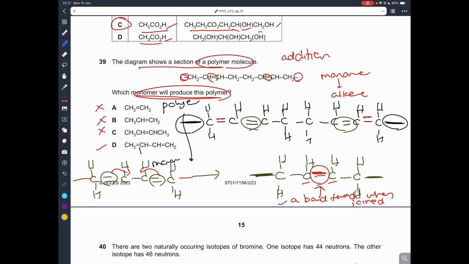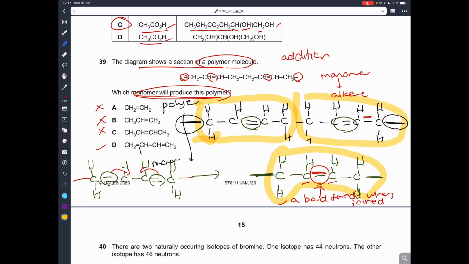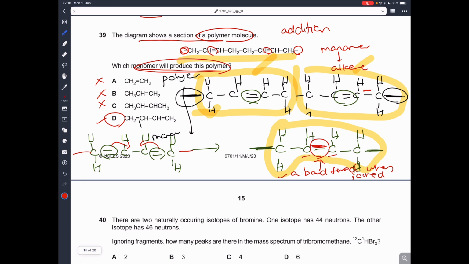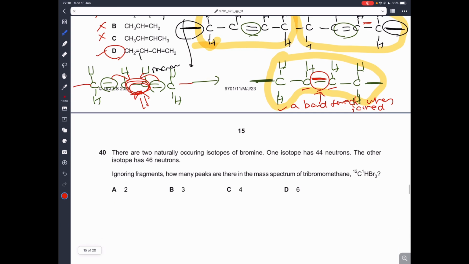And look, you can see that this one is the same as this one, the polymer. So there are two monomers that make up this polymer. So D is actually the correct answer. Okay, I hope you get it. Now the important part here is that a bond will be formed when it is joined together. The double bond will break, sure, but it will form a bond over here. That's a little bit out of the syllabus, but yeah.